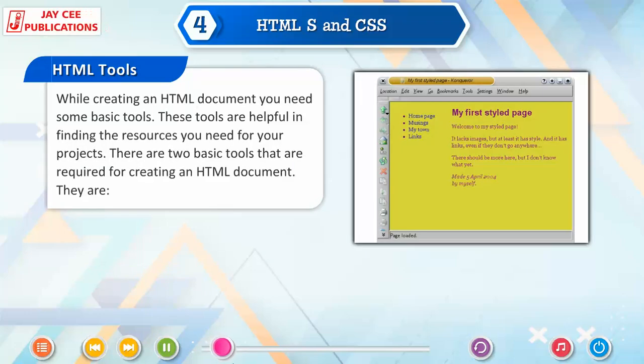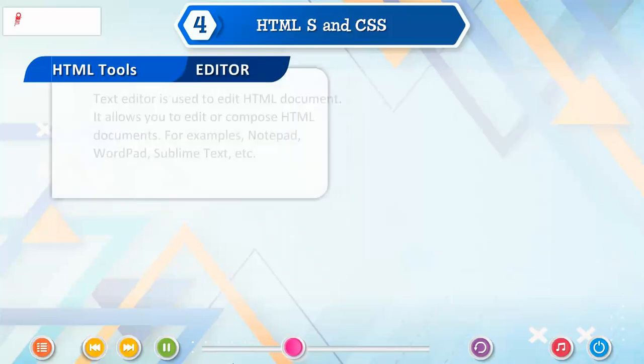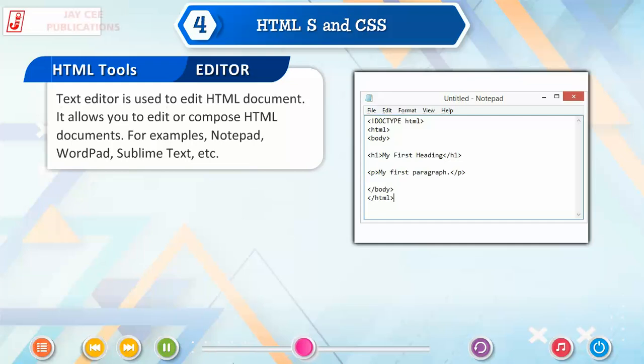HTML tools. While creating an HTML document, you need some basic tools. These tools are helpful in finding the resources you need for your projects. There are two basic tools that are required for creating an HTML document. They are: Editor. A text editor is used to edit HTML documents. It allows you to edit or compose HTML documents. For example, Notepad, WordPad, Sublime Text, etc.